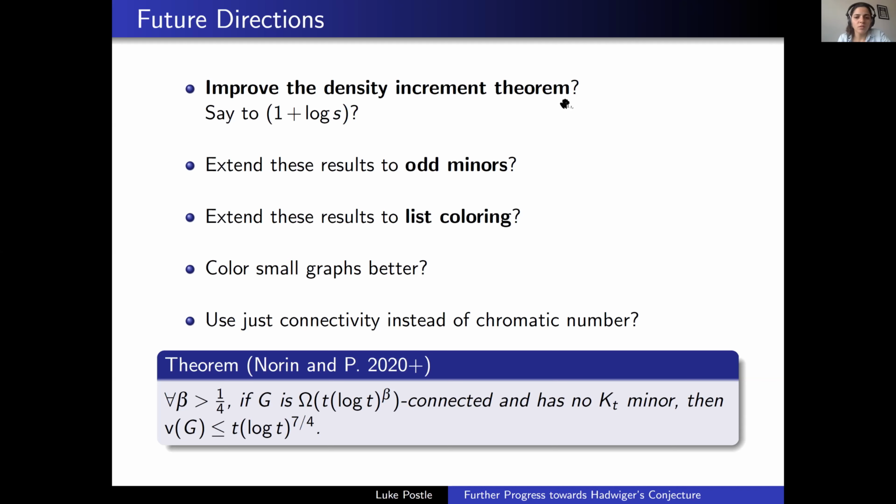Any questions? Would your results say anything about, say, fixed complete graph free graphs, like triangle free graphs? Hadwiger's.